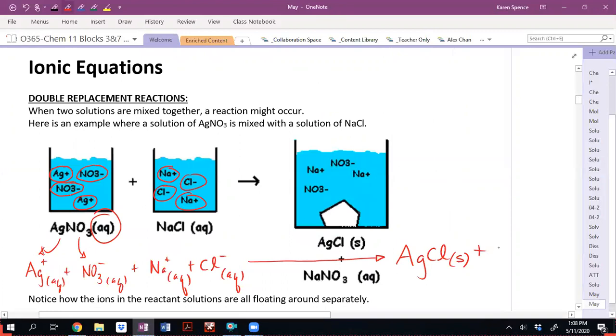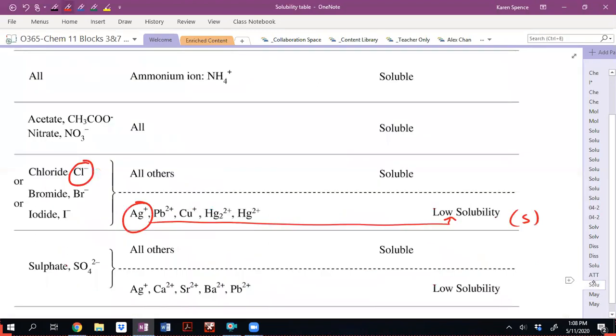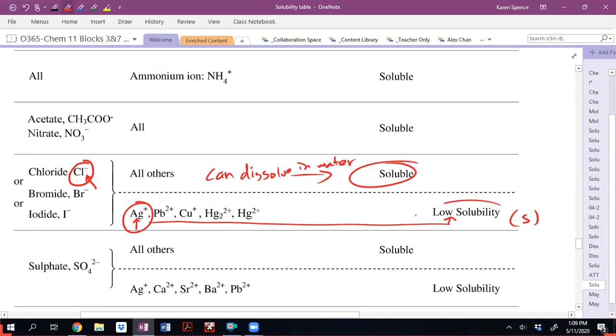Now, how about our other product, which would be, hi? What? I don't understand why that would be a solid. Because according to our table, when you put silver together with chloride, it is low solubility. Soluble means it can dissolve in water. But if it says low solubility, that means it doesn't dissolve in water. Like not 100% of it.